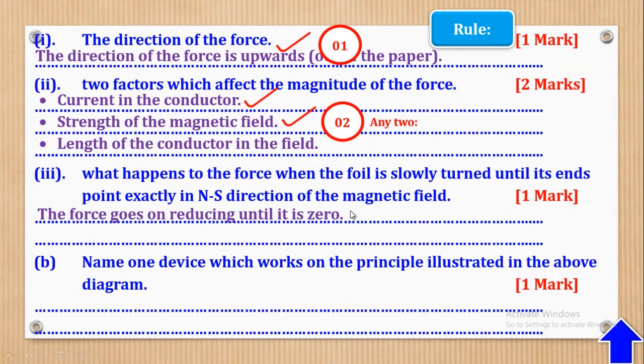Remember, angles have to be 90. Angle between the current and the field has to be 90. Angle between the current and the force has to be 90. Now, when the angle is 0, it means that the force will also reduce to 0. Now we shall go to part B.